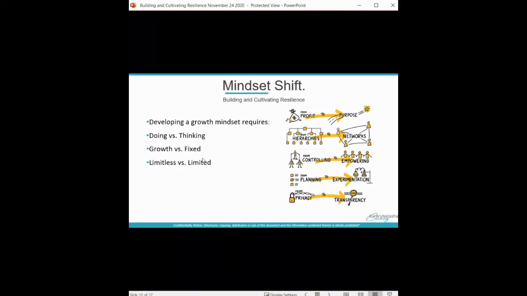For example, instead of saying, if only I had enough money to go traveling, if only I had enough time to start a blog, you can change that type of thinking from a fixed mindset to, I don't have enough money now, but if I save up a certain amount, I could maybe go on a small trip. So it's just changing your mindset, and that builds your resilience.